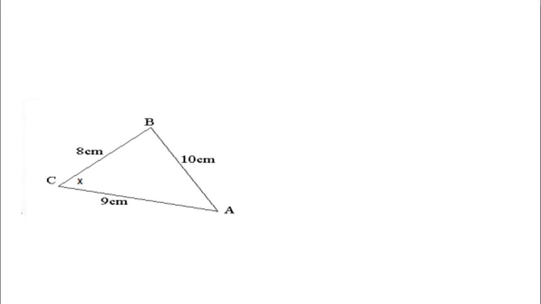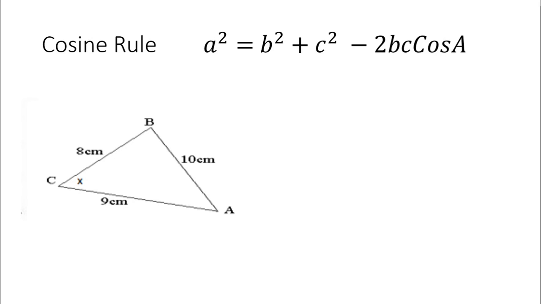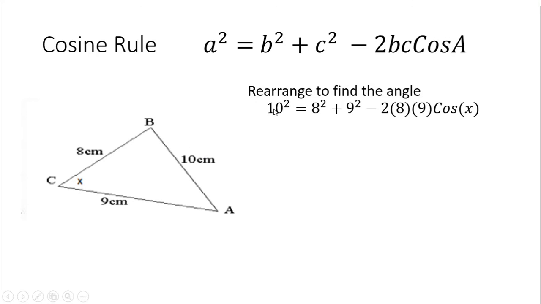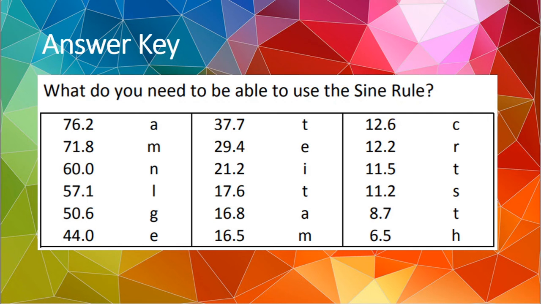Next one, sine rule or cosine rule? We're given three side lengths. Three side lengths, that's your big hint. You should be thinking cosine rule. Again, this is a hard one though, because I gave you three side lengths and you want the angle. You're going to need to rearrange to find the angle. Try and set up the formula, substitute into it. The important thing is that this angle is opposite the 10. So setting up that formula, the 10 is the one that's on the other side of the equation. Rearrange and find out what x is.